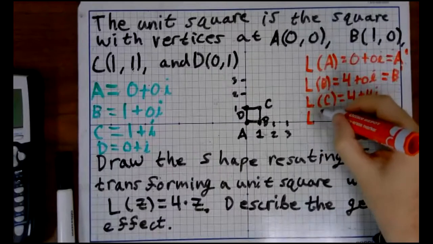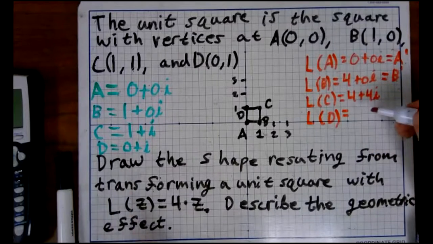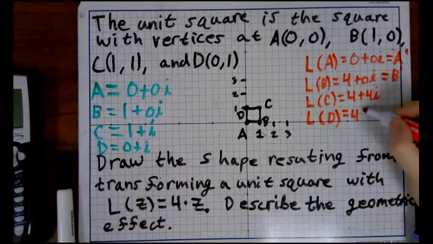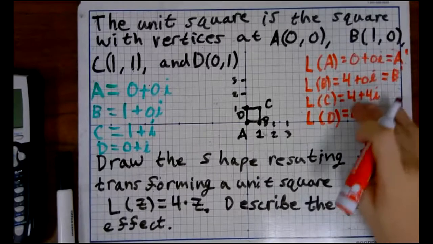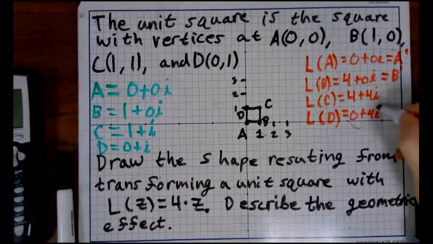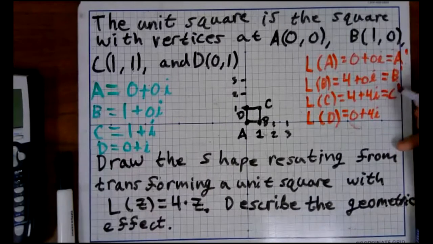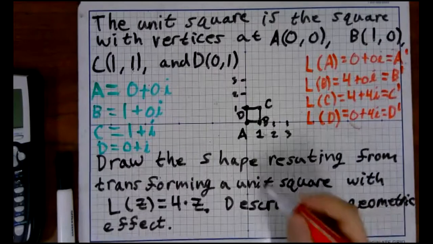And finally, L of D. Four times 0 plus i, that is 0 plus 4i. And these are C prime and D prime. So let's go ahead and draw these points.